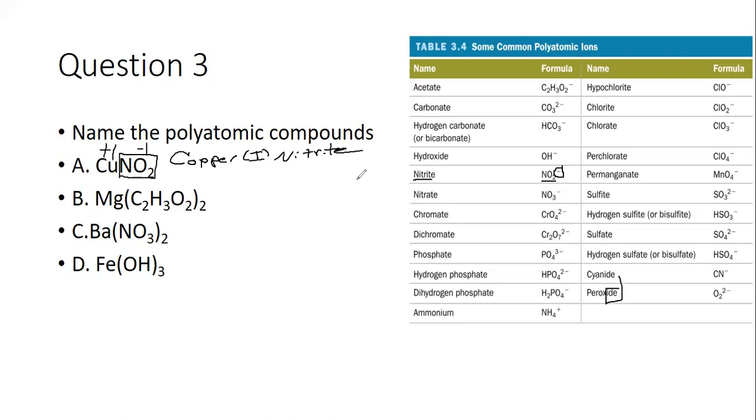So B, we have magnesium, Mg. Mg's in column 2. So column 2 things always have a +2. That means no Roman numerals. So I know the first part of this name is just going to be magnesium. Right? And then I look at my anion, C2H3O2. Well, that's acetate. So this is simply magnesium acetate.